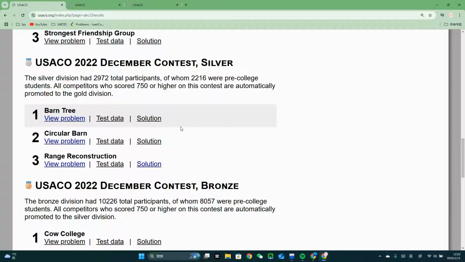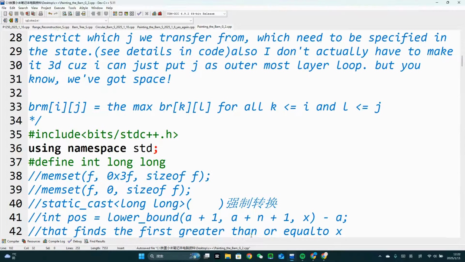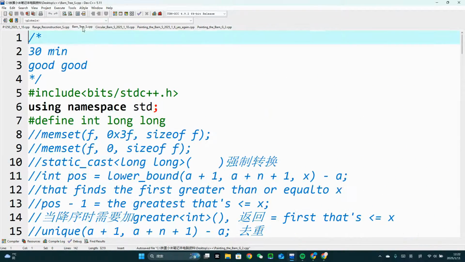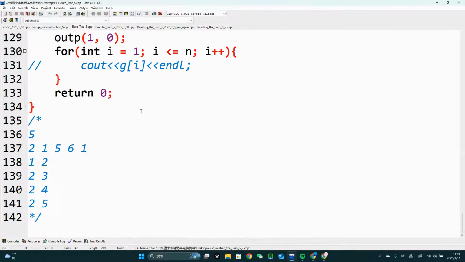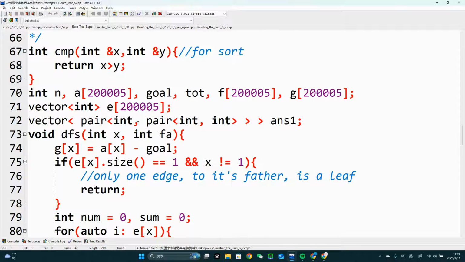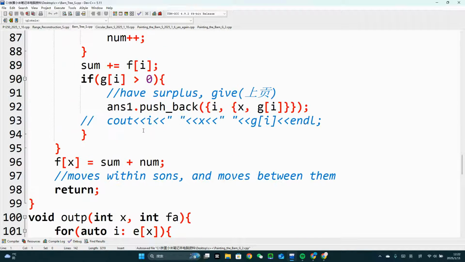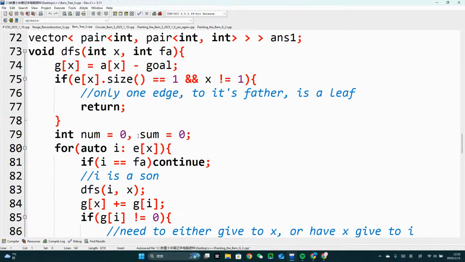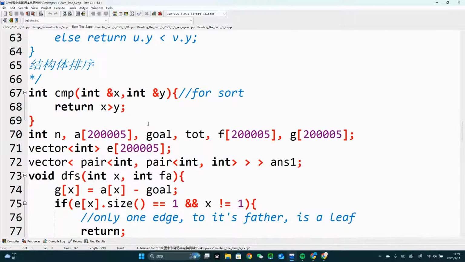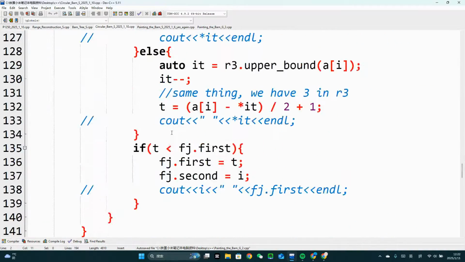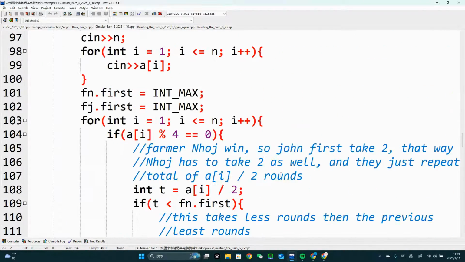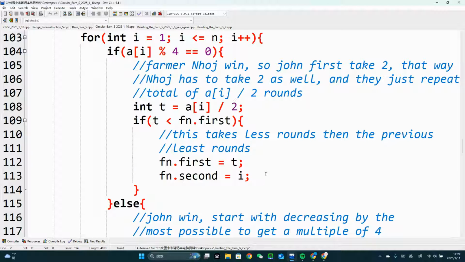So I still remember some things from them, but the barn tree was able to be solved pretty quickly because it's pretty easy. So it's 30 minutes, pretty good. It's just a simple DP on tree, right? But I don't think USACO will ever give us problems of that difficulty in silver ever again. This is way too easy now. There's no thinking at all. And the circular barn is a lot better. An hour and 24 minutes, and I think its difficulty is actually right.